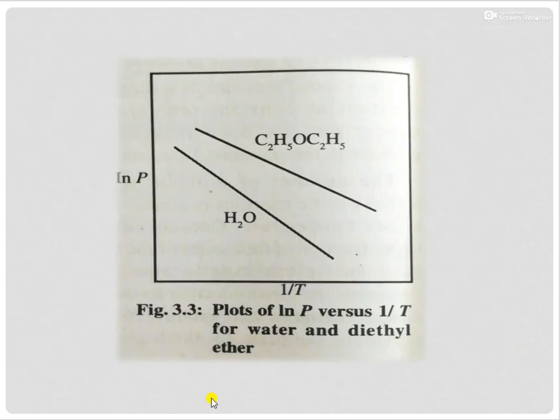Here is the plot of ln P versus 1 by T for H2O, that is water, and diethyl ether, C2H5OC2H5. These two are straight lines with slopes of negative delta vaporization H.